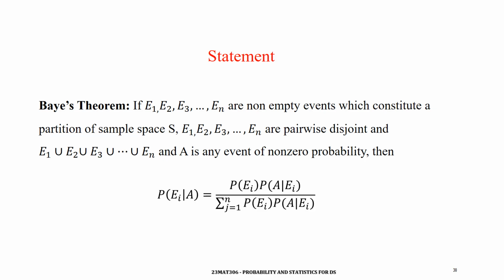So if E1, E2 and so on up to En are non-empty events which constitute a partition of the sample space, where these non-empty events are pairwise disjoint and the union of these events is the sample space, and A is any event of non-zero probability, then Bayes' theorem is given by P of Ei given A is equal to P of Ei into P of A given Ei divided by the total probability.